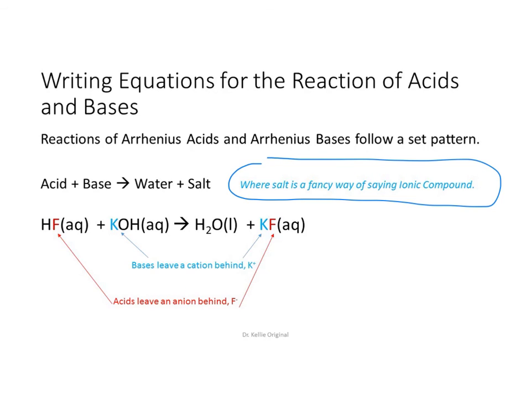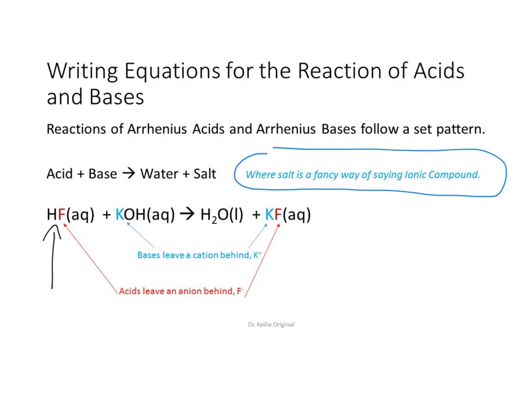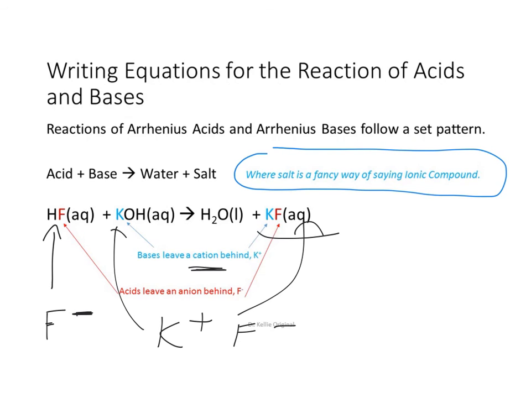We've already mentioned that when the hydrogen leaves the acid, it leaves behind an anion. So our hydrofluoric acid leaves behind the anion fluoride. Whenever a base reacts, it leaves behind a cation. Whenever you have a cation and an anion, you get an ionic compound, which we refer to as a salt. So that's where everything's coming from.